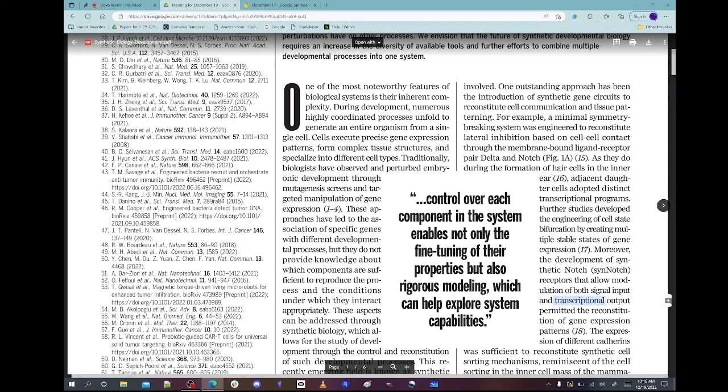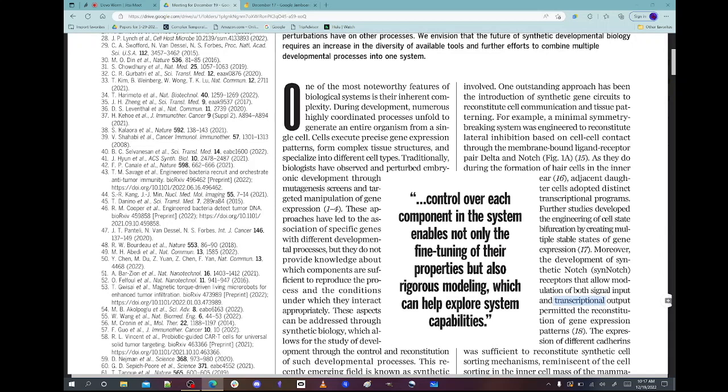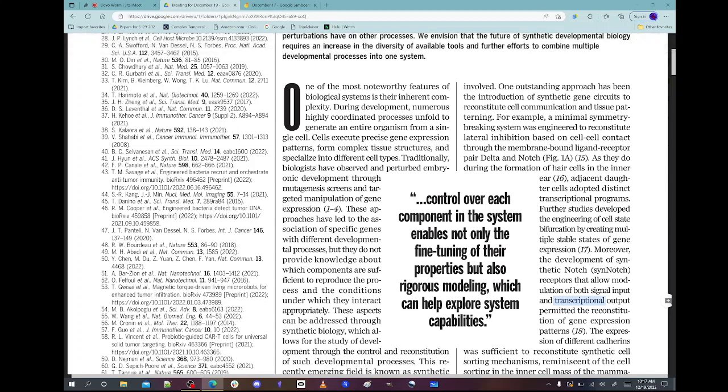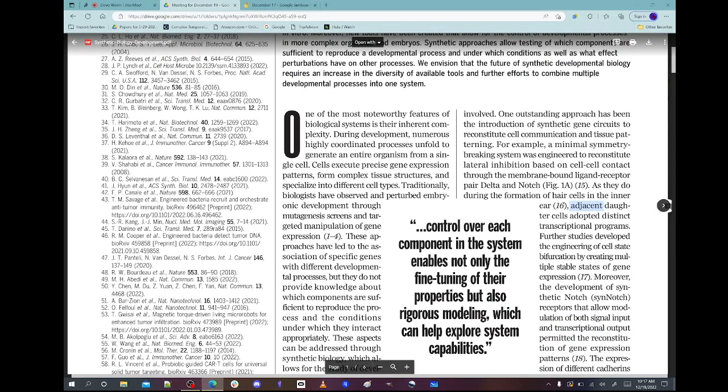So one outstanding approach has been the introduction of synthetic gene circuits to reconstitute cell communication and tissue patterning. So, for example, there's a minimal symmetry breaking system that's been engineered to reconstitute lateral inhibition based on cell-cell contact through the membrane-bound ligand receptor pair Delta and Notch. This is a classic system in developmental biology where they introduce these membrane-bound ligand receptor pairs, and this constitutes a system that controls the fate of cells. So you can actually create a little circuit that allows you to switch the states of the cells, and this creates symmetry breaking in the embryo. But this is a limited system, and it's not something you can do for an entire embryo.